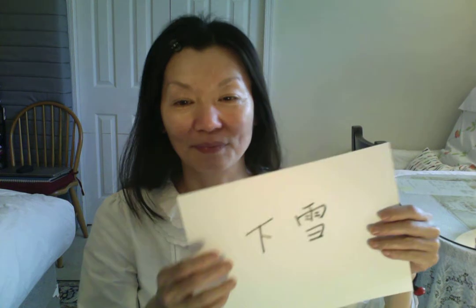Let me see the next one. Winter time, we have what? Snow. To snow in Chinese. This character you know, right? Pronounce it down here: xià. Xià by itself means below or next. Then this one, xuě. This is a character pronounced xuě, by itself it is snow.